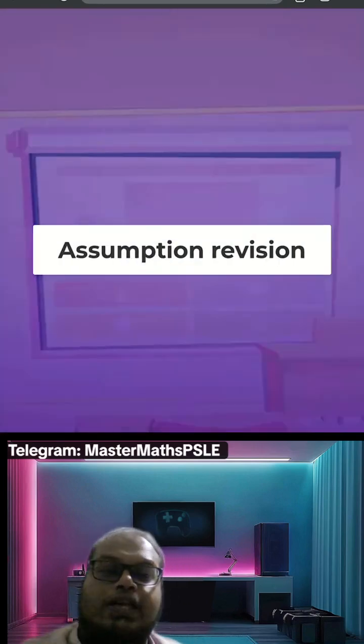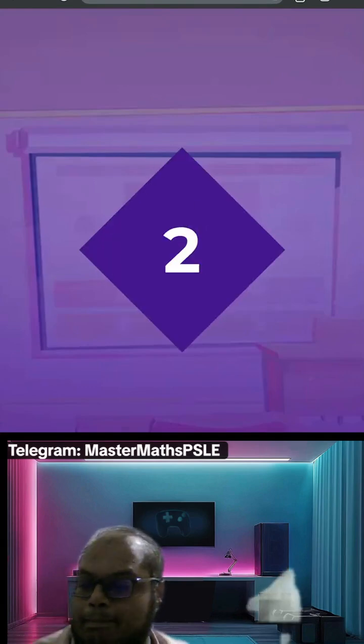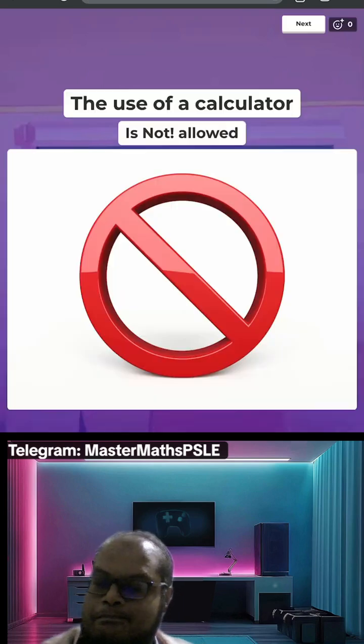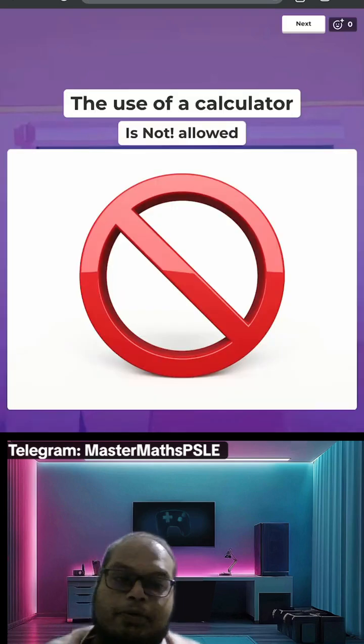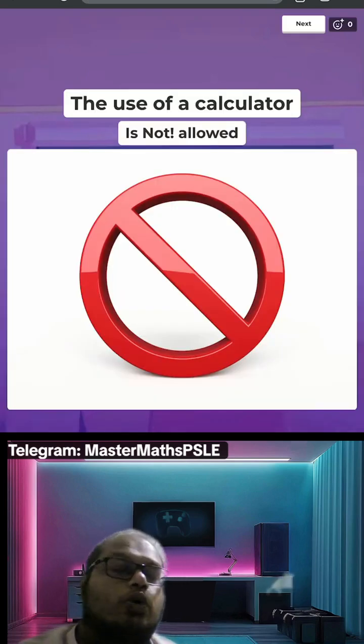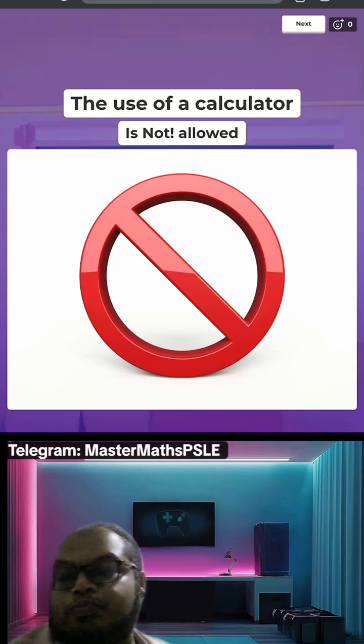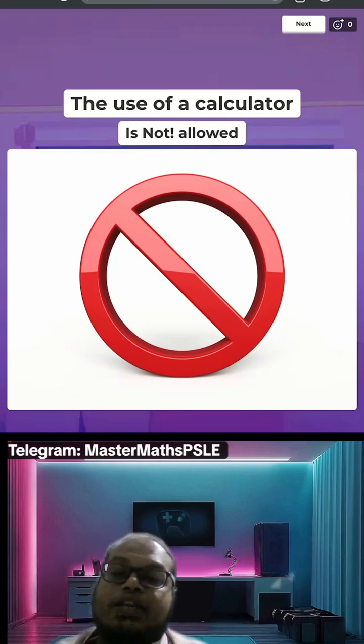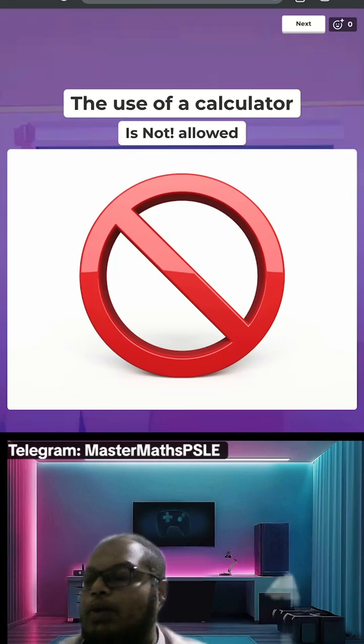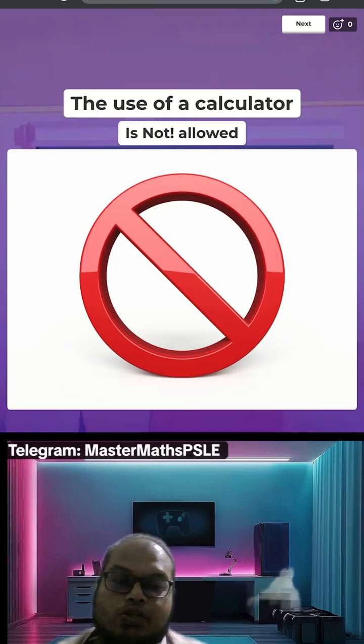So we're going to do assumption method today. As per usual, the last two or three questions can use a calculator, but for the start, no calculators.